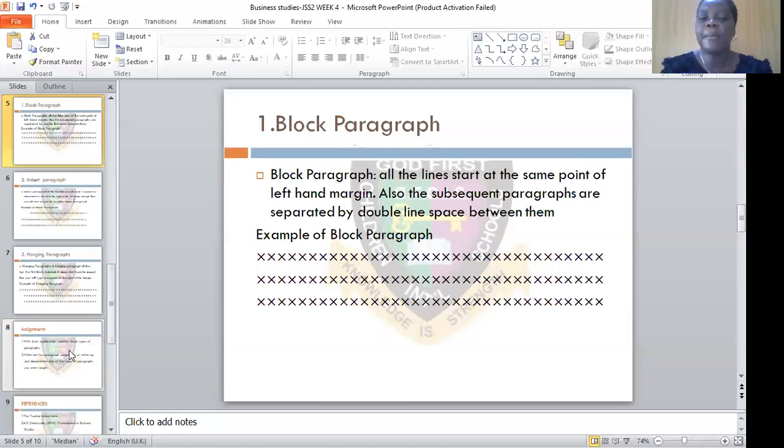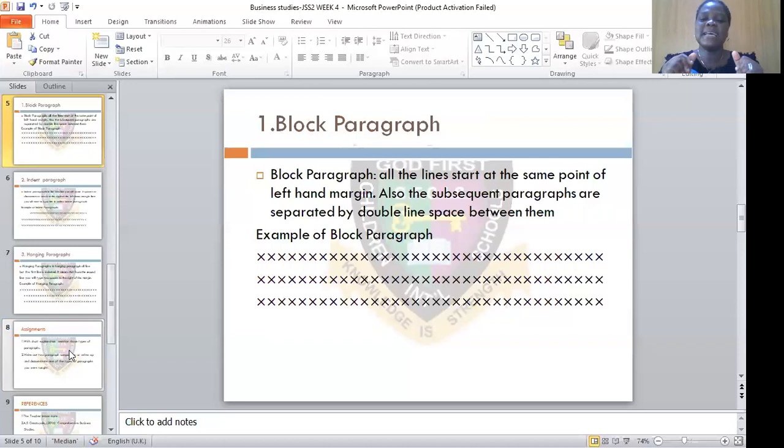In the block paragraph, all the lines start at the same point, all the lines start at the same point from the left margin. This is my left hand. This is my left hand. All the lines start from, this is my right hand. This is my left hand. You can have the demonstration of your own hands like that too.